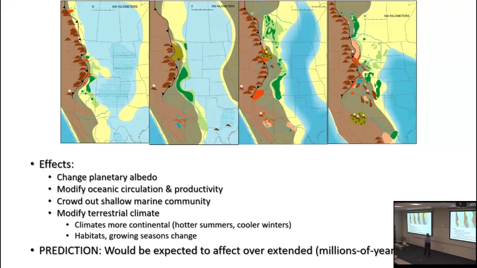And so the amount of algae in the sea, the amount of phytoplankton producing new food for the marine realm, has gone away because there's a lot fewer shallow sea spots. Additionally, it crowds out the shallow marine community.